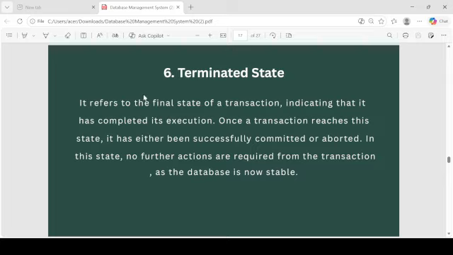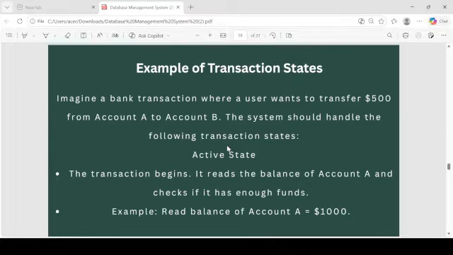Once a transaction reaches this state, it has either been successfully committed or aborted. So in this state, no further actions are required from the transaction as the database is now stable. All these are the transaction states of a database management system, and all of these come in the life cycle of a transaction state.